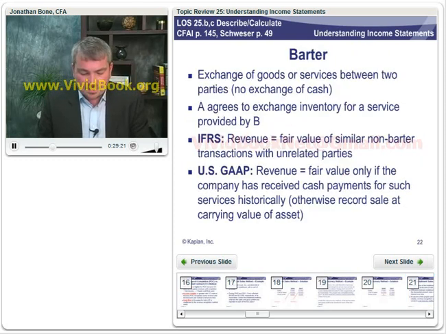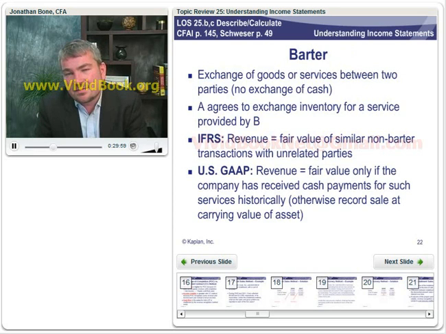Okay, we're also asked to be a little bit aware of barter transactions. What is a barter transaction? Well, when we've exchanged goods or services between the two companies rather than one company paying cash for a good or service. So for an example, A has agreed to exchange inventory in return for receiving a service from B. So what are the rules? Well, notice IFRS says record a sale, and that sale should be equal to the fair value of similar non-barter transactions with related parties. In other words, record the sale at the price you've received for similar transactions in third-party arm's length transactions.